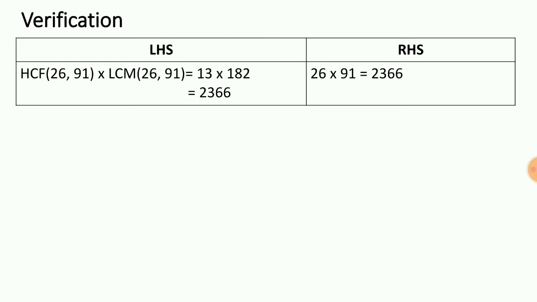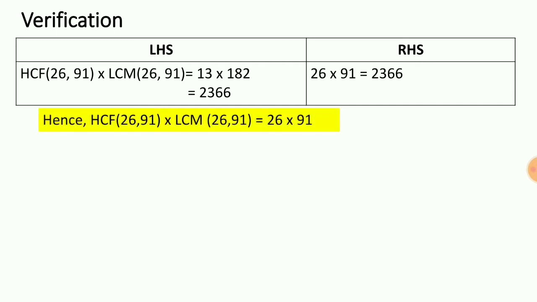The left hand side is what? The product of HCF and LCM, which is equal to 13 into 182, which comes out to be 2366. Similarly, the right hand side is what? It is the product of the two numbers, that is product of 26 and 91, which is 2366. So hence LHS is equal to RHS and hence I have got that HCF into LCM is equal to product of the two numbers.